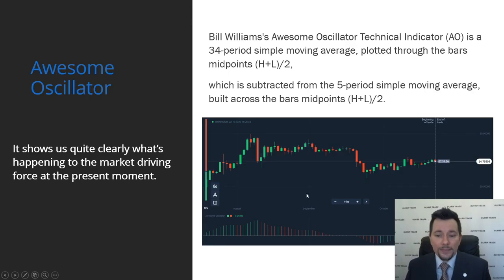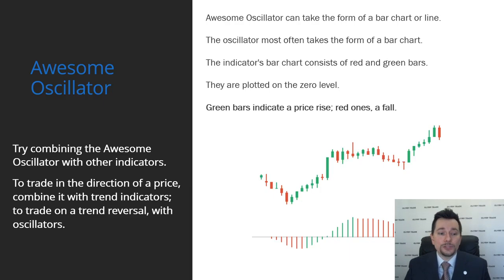So let's start with the awesome oscillator. It is right here at the bottom of the graph that you guys see here. It is a histogram, and it shows us what is driving the market, what kind of force, buyers or sellers, in the present moment. The math behind it is right here. We take a 34 period moving average of the highs and lows, divide that by 2, and then subtract that from a 5 period moving average, which is also divided by 2 with the highs and the lows. So quite simple but quite effective, and I'll teach you guys how to use it right now.